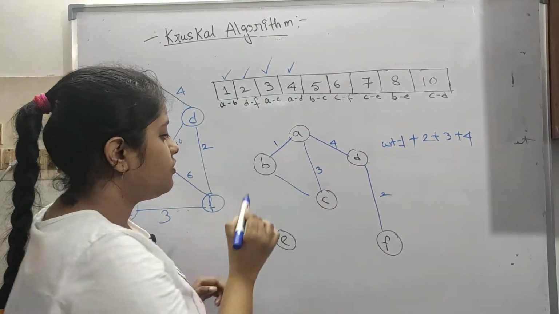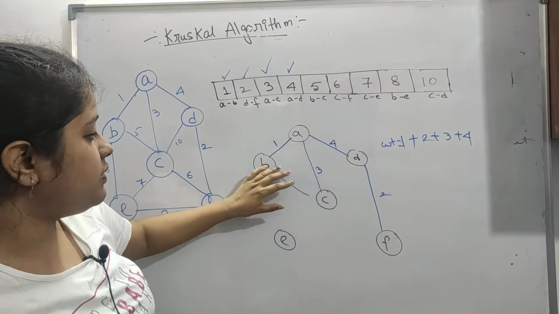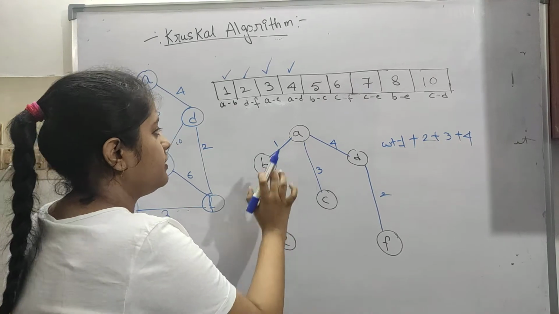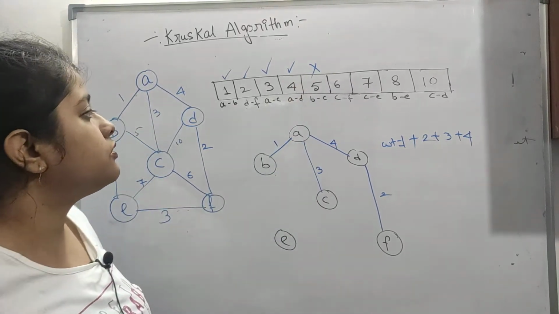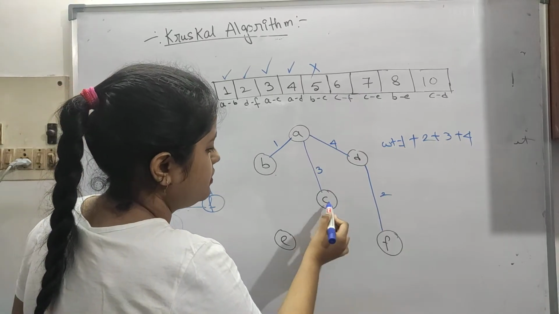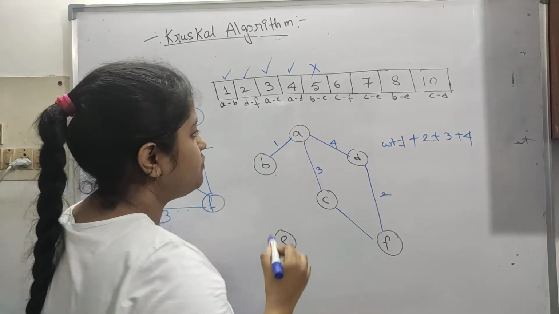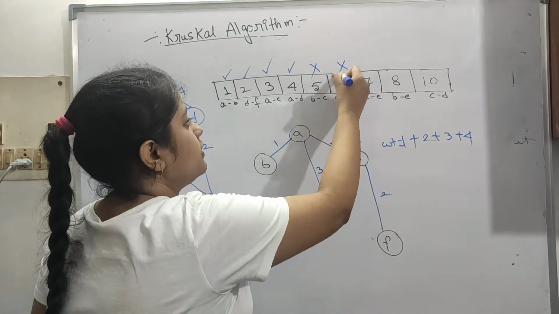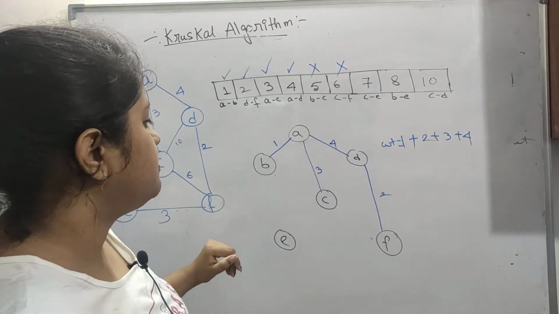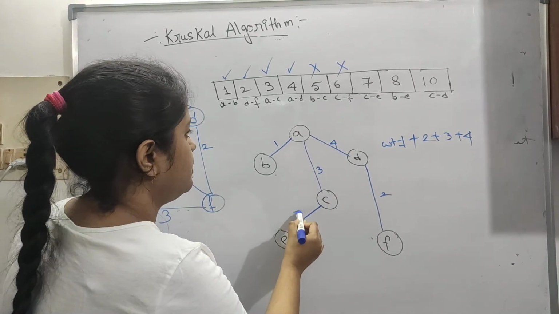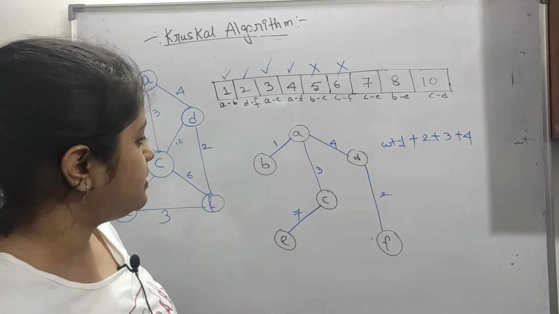See, this is forming a cycle. 1 and 3 are already present. If we put this edge, this will be a closed cycle, so you cannot take this, so this is discarded. Now 6 is present between C and F. If we put this, it will become a cycle, so it is not taken, it is discarded. Then 7 is present between C and E. It is not forming any cycle.